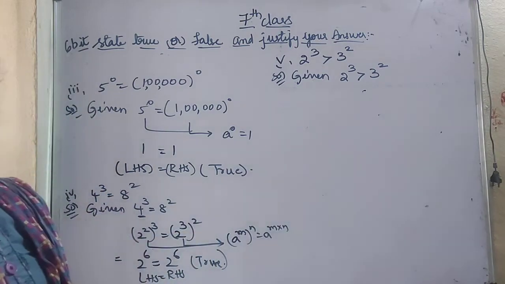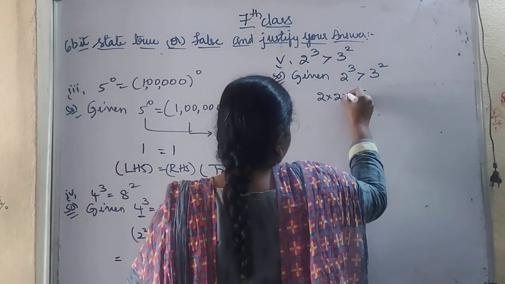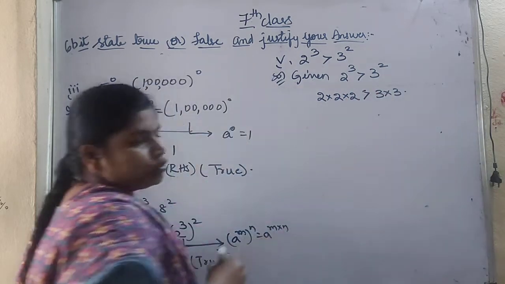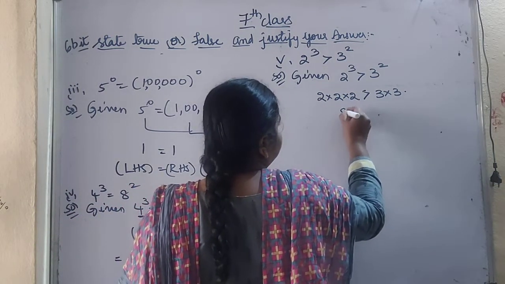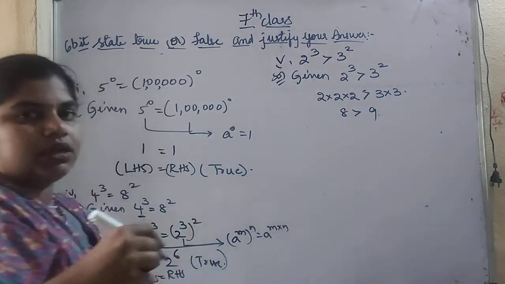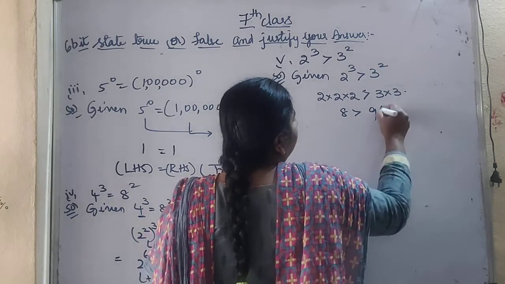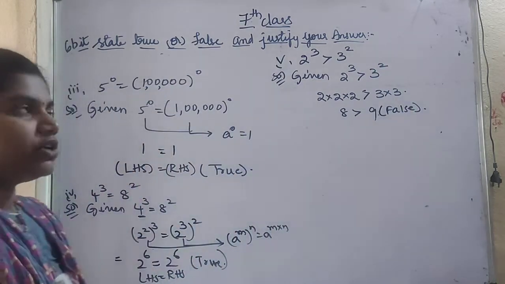So 2 cube is how much? 2 we have to multiply 3 times. And 3 square is nothing but 3 we have to multiply 2 times. Okay, so it is 2 2s are 4, 4 2s are 8. So 8 is greater than 3 3s are 9? So 8 is greater than 9? No. So it is a false statement.